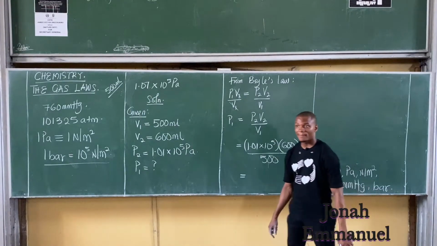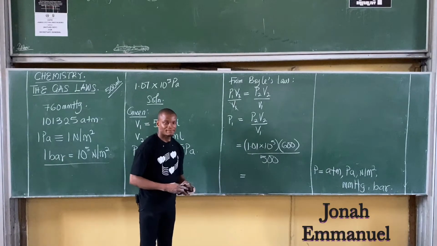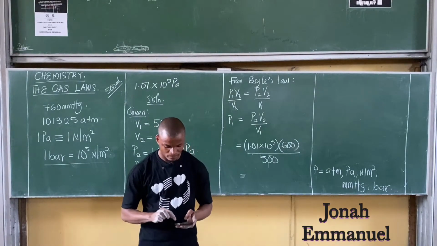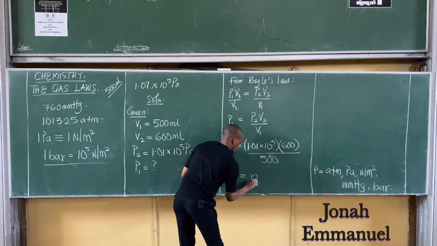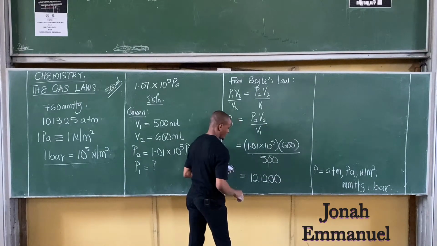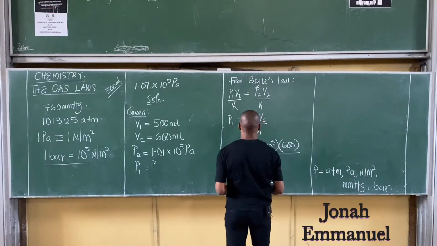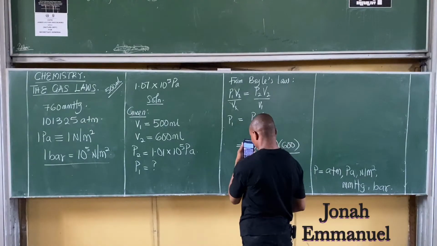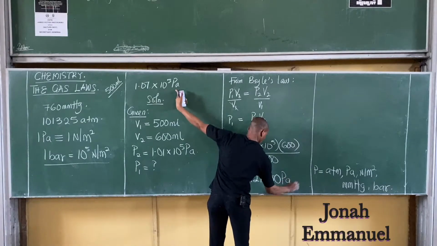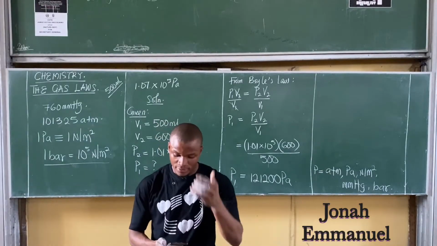What do you get? Talk to me, what do you get? Alright. So what's the unit here? That's P1. Alright, so I'm having that value there.